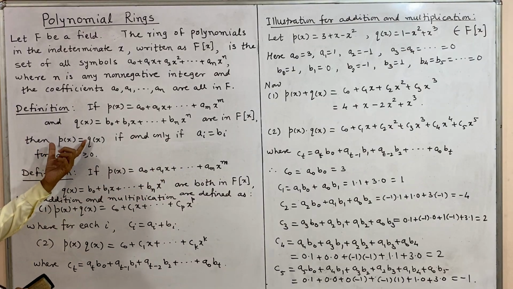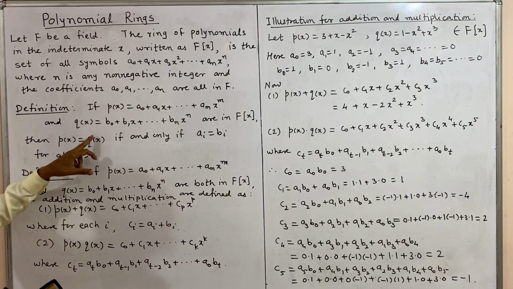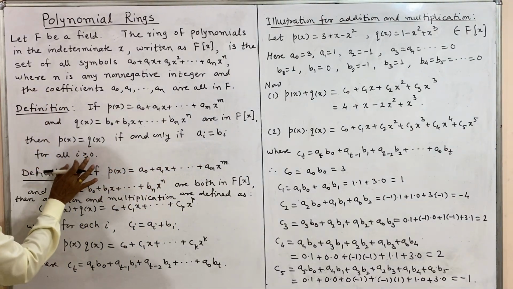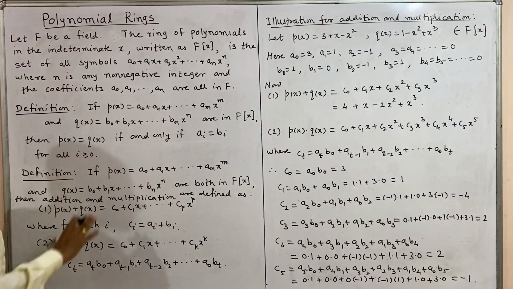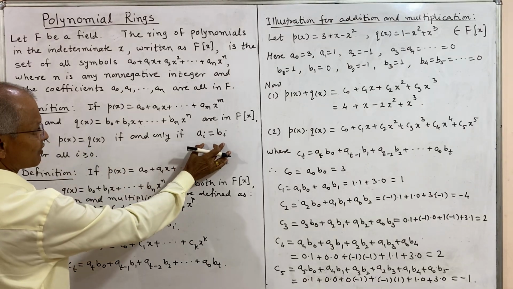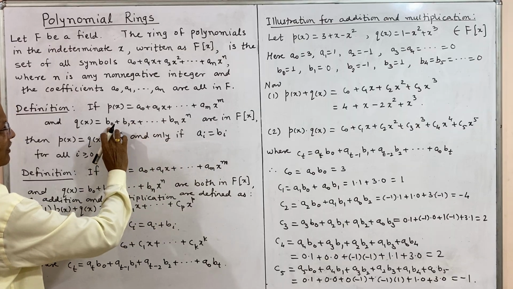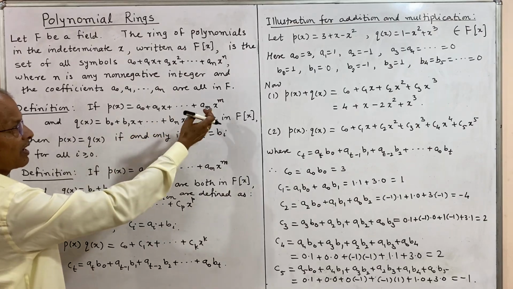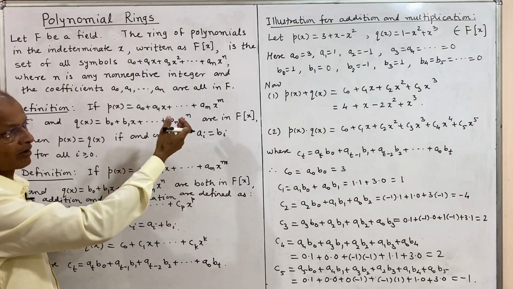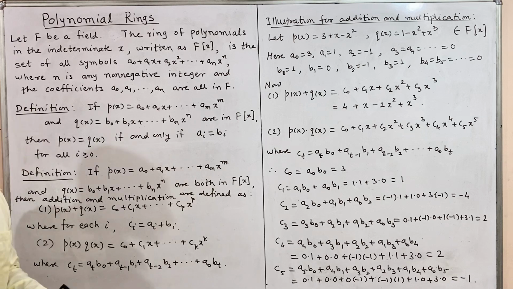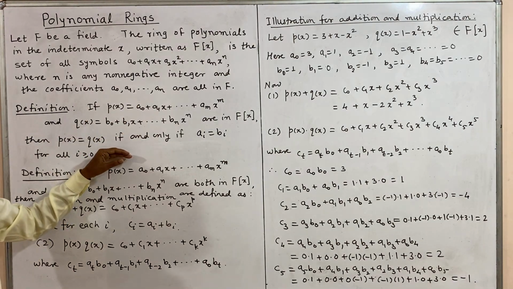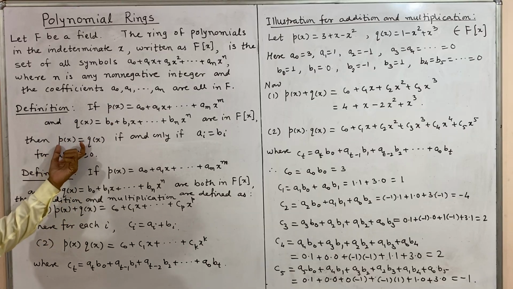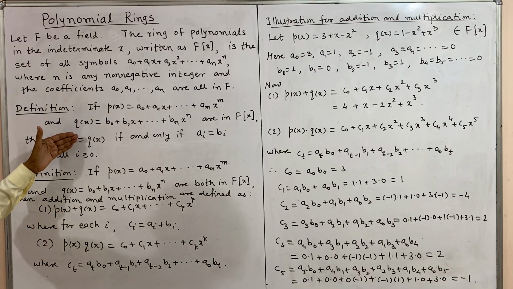Then we define these two to be equal if and only if ai is equal to bi for all i greater than or equal to 0. Corresponding coefficients are equal. The ai equal to bi means a0 is equal to b0, a1 is equal to b1, a2 is equal to b2, and so on. Am must be equal to bm, and that means a polynomial is equal to itself. Only if all corresponding coefficients are equal will the polynomials be equal. So that is the equality of polynomials.